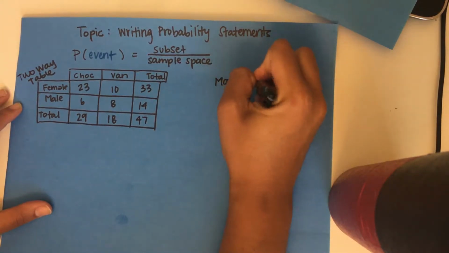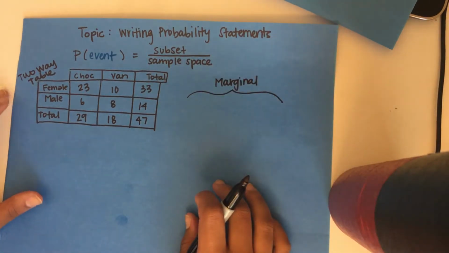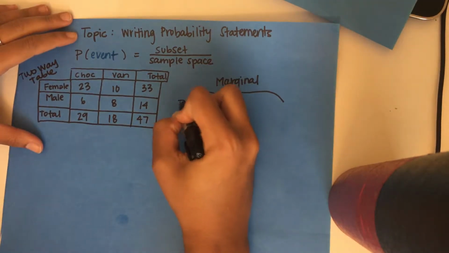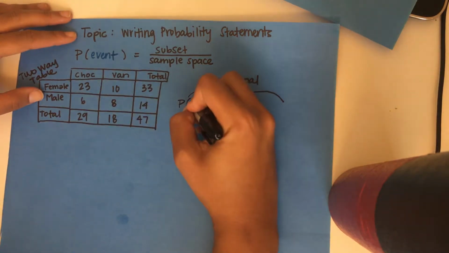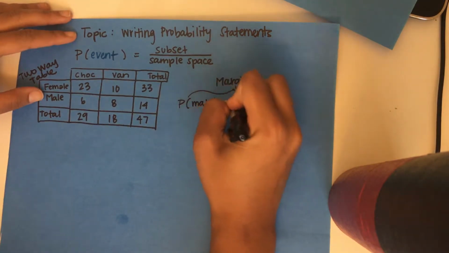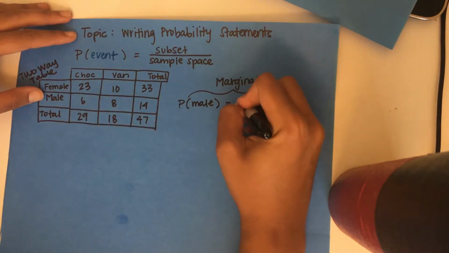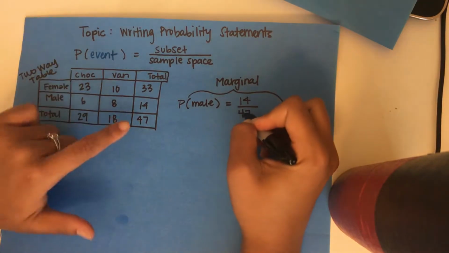marginal probability statement. Now, you've been doing these a lot without really realizing that there is a title for them. So if we wanted to talk about the probability that someone out of this data were to be a male, we would look at the total amount of males, and there's 14 out of our whole sample space, which was 47 people that were surveyed.